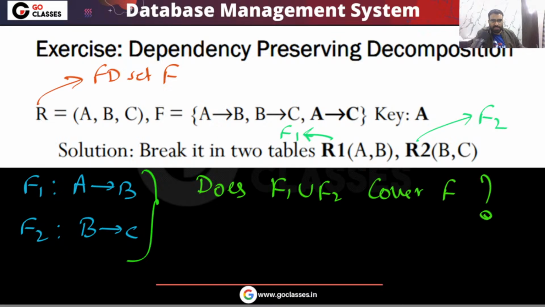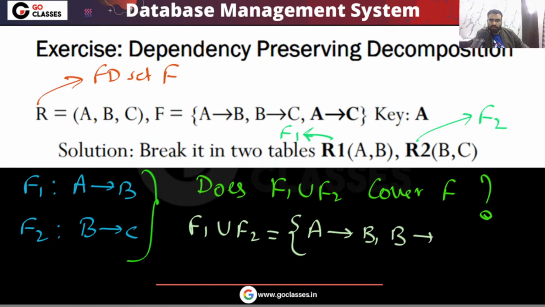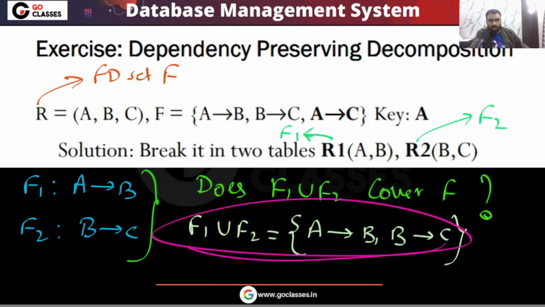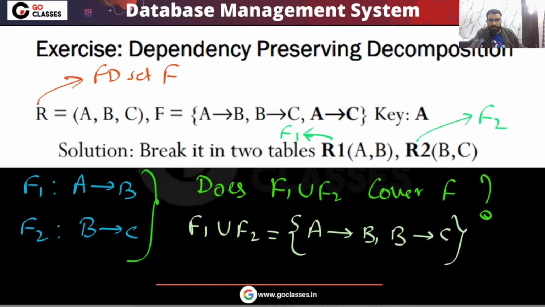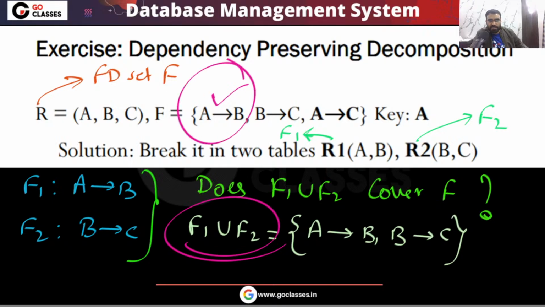So let's see. First of all, you write what is F1 union F2. The union of F1 and F2 is A determining B, B determining C. Now let's see, does F1 union F2 cover F? Every FD of F should be covered by F1 union F2. Let's check this FD. Yes, this FD is covered by F1 union F2, that is fine.